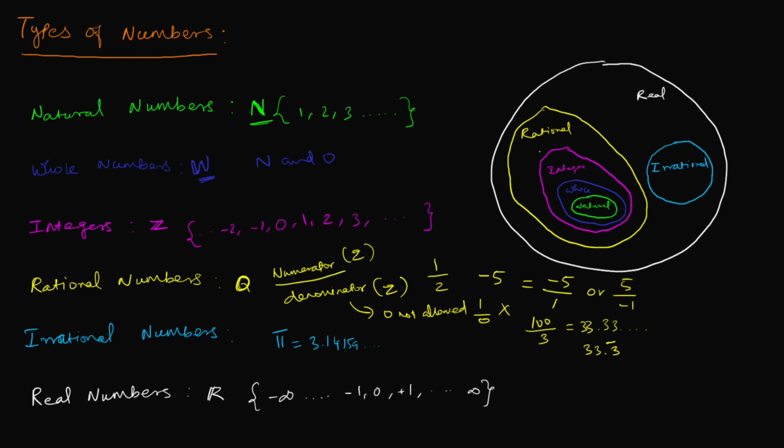And within rational numbers, we have integers. And within integers, we have whole numbers. And within whole numbers, we have natural numbers. Remember, a whole number is just a natural number and 0.